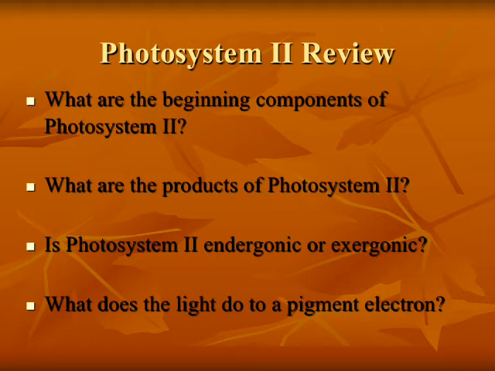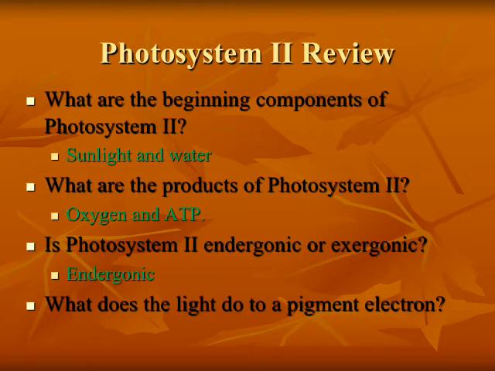So let's take a look at the photosystem review. Photosystem 2. We still haven't done photosystem 1, but let's talk about what's happening in photosystem 2. What are the beginning components of photosystem 2? Sunlight and water. What are the products of photosystem 2? Oxygen and ATP. Is photosystem 2 endergonic or exergonic? It's endergonic because you have sunlight and heat driving that reaction. It requires energy.